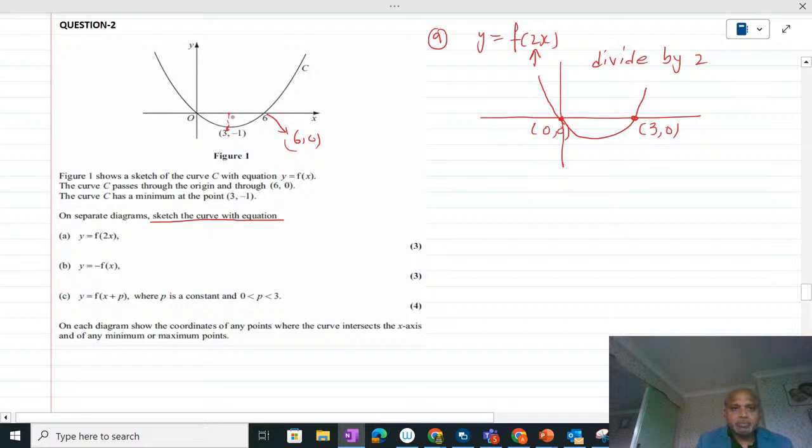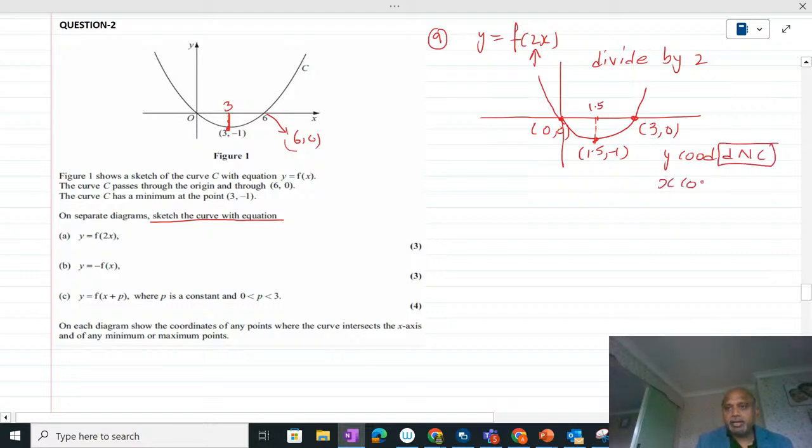And what about this point? So this was 3. If you see here, this was 3. So this will become 1.5, and the coordinate of this point will be 1.5 and minus 1. So the y coordinate does not change. D and C do not change.